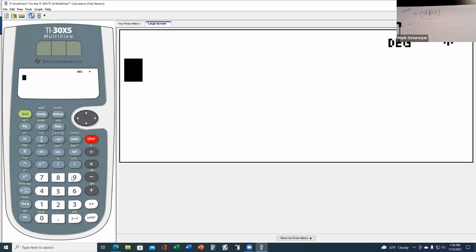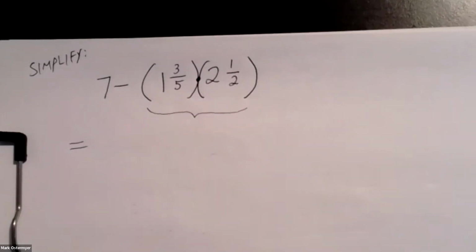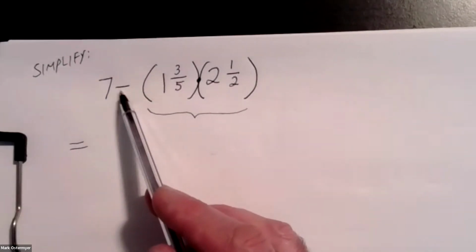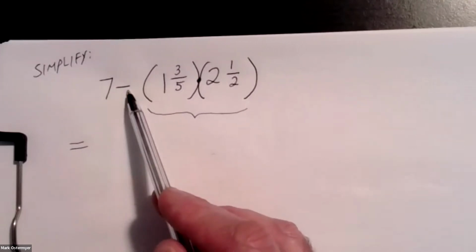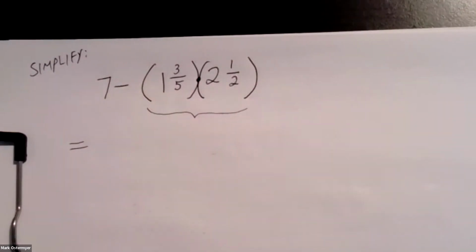Now here we go. We say 7. Oh, I have a question for you. Is this a minus sign or a negative sign? What button do we hit? Yeah, that's a minus. That's a subtraction sign. Okay, so make sure you hit your subtraction button, not your negative button. So we say 7 subtract.